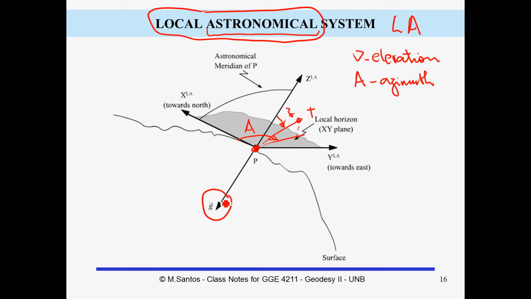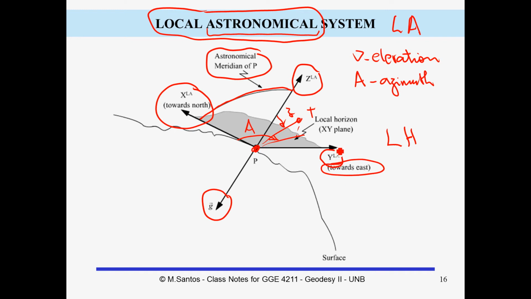Gravity crosses through the point, going towards the nadir. The direction of the zenith defines the primary pole. That's the z-axis. The primary axis points towards the north, and this is the x-axis, in such a way that the plane that contains z and x forms the astronomical meridian of point P. The y-axis is defined in such a way that this local astronomical system is left-handed, and it points towards the east. And the plane that contains x and y forms the local horizon. Okay, the plane XY.